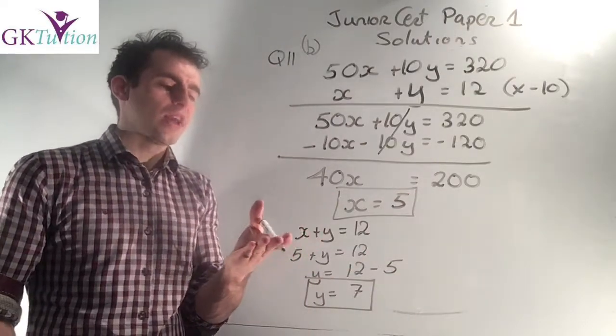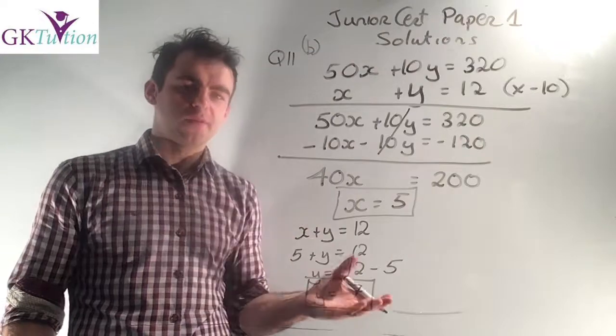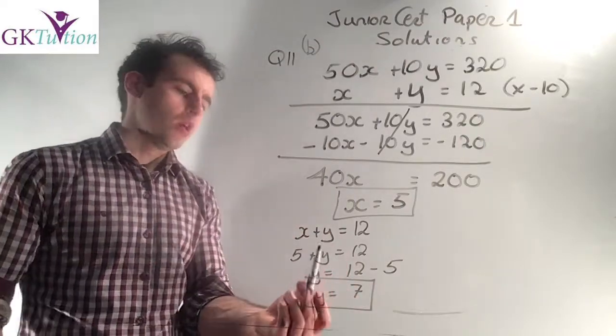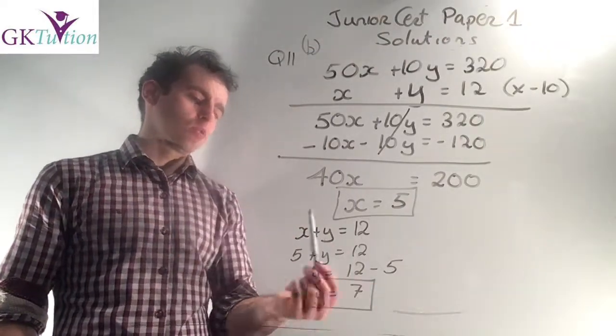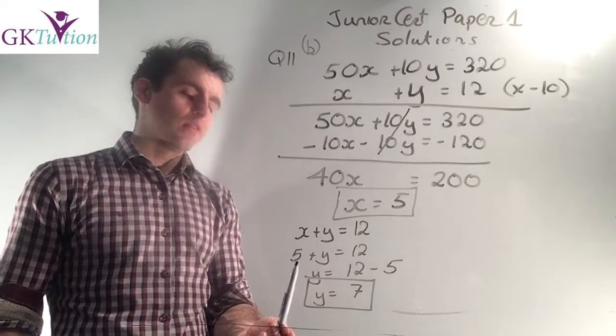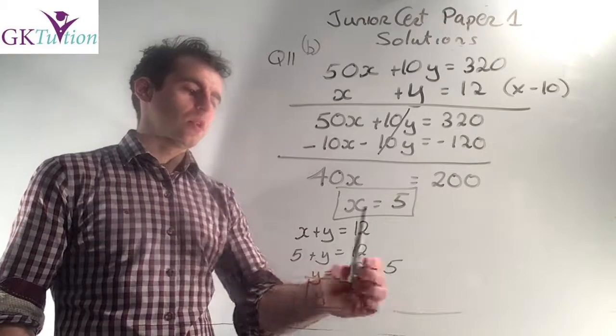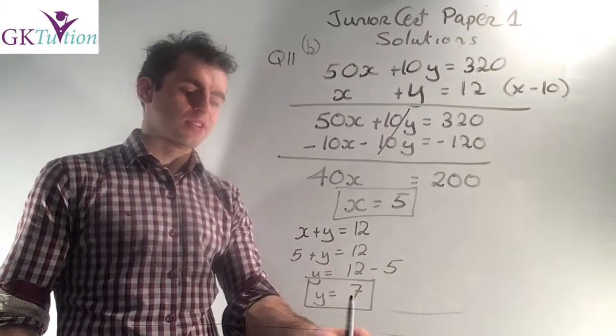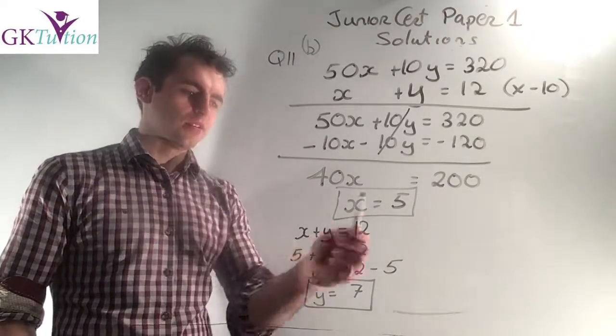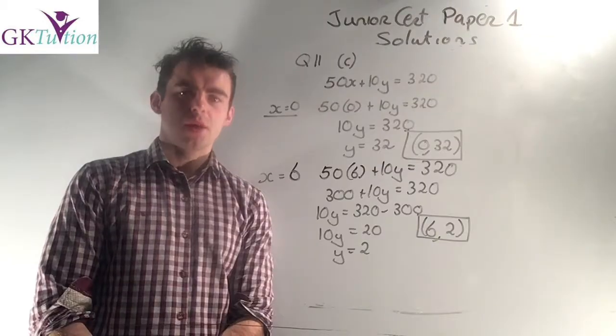Then I sub that x value into one of my original equations to find the corresponding y value. So I've decided to use the x plus y equals 12, except instead of an x, I've subbed in a 5. And if I manipulate this down, I get y equals 7. So he must have had 5 €50 notes and 7 €10 notes. And that's your final answer for that part.